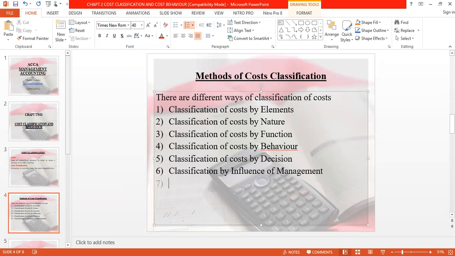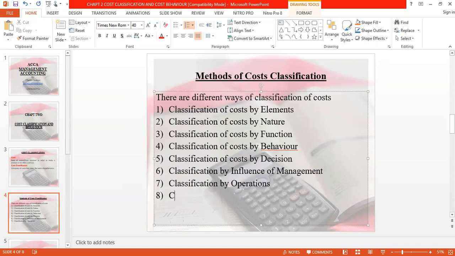Next, we'll look at classification by operations. The way we operate is there. That is number 7. Number 8 is there. There is one more. I always know that there are 8. So elements, nature, function, behavior. Okay. We'll also look at number 8, what is called responsibility.